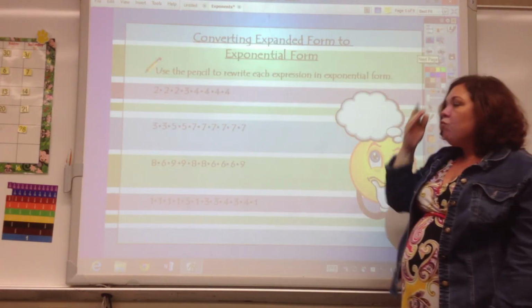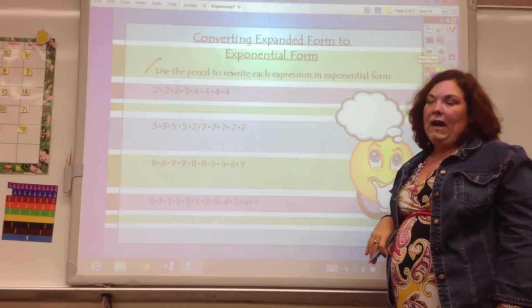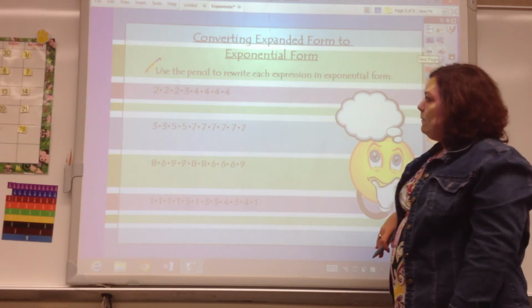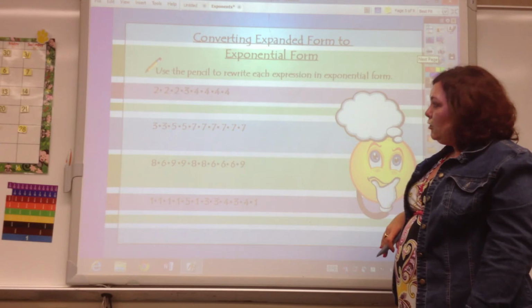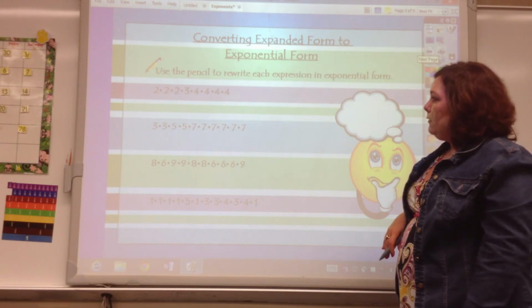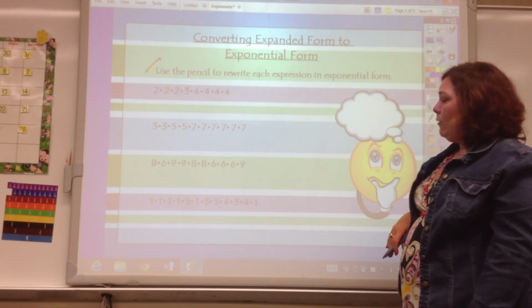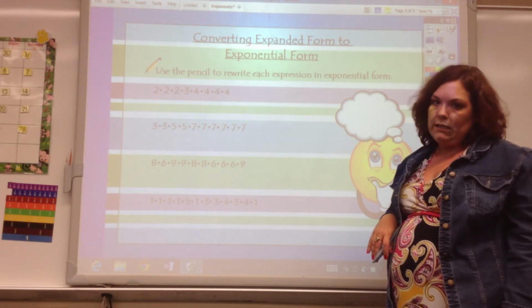So, real easy, but just some practice. Converting expanded form to exponential form. So use a pencil to rewrite each expression in exponential form. All that means is write it using exponents.